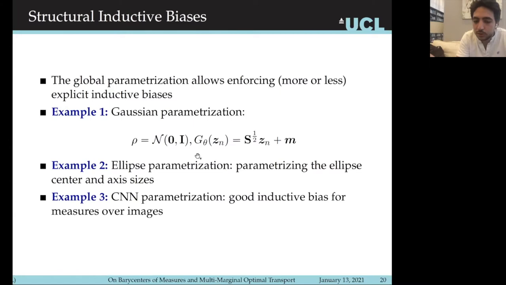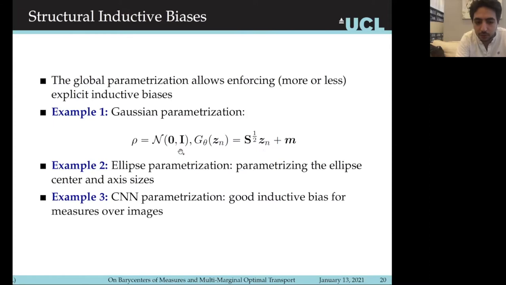What we can do is parameterize rho as a unit Gaussian, and learn the mean and the covariance of a Gaussian. So basically, g theta push forward rho is just going to be a Gaussian with mean m and covariance s, and we learn m and s. Instead of learning single points, we learn the mean and the covariance of the barycenter.